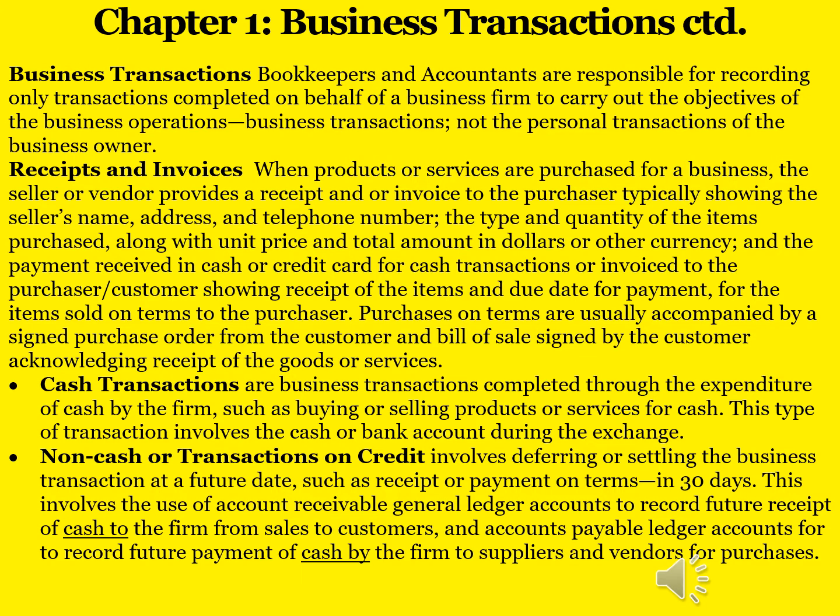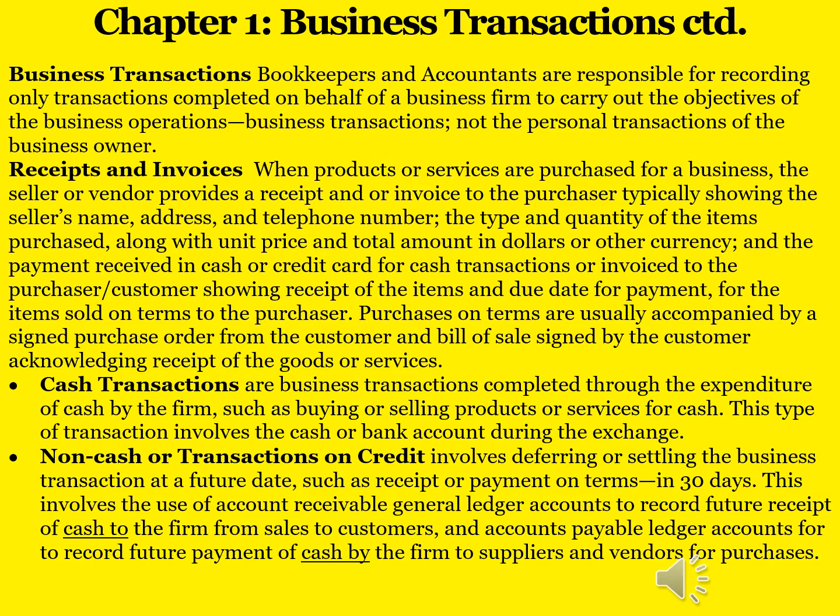Purchases on terms are usually accompanied by a signed purchase order from the customer and a bill of sale signed by the customer acknowledging receipt of the goods or services from the seller or vendor. Cash transactions are business transactions completed through the immediate payment or receipt of cash by the firm, such as buying or selling products or services for cash. This type of transaction involves the cash or bank account during the exchange.